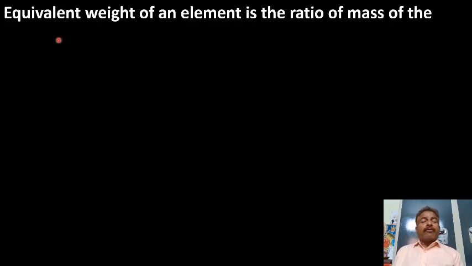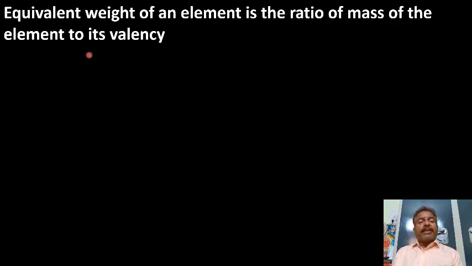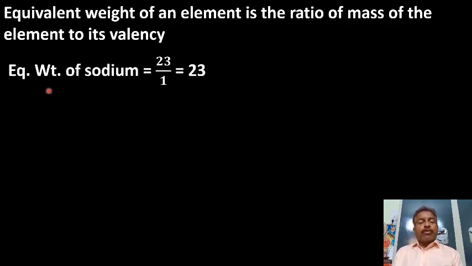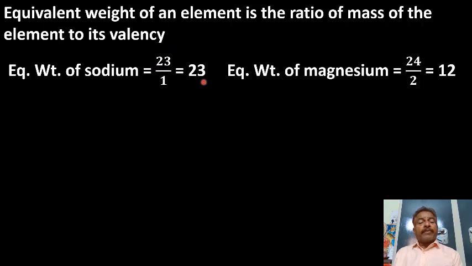Now let us find the equivalent weight of an element. This is required for understanding another method of concentration, that is normality. The equivalent weight of an element is the ratio of the mass of the element to its valency. So the equivalent weight of sodium equals the molar mass of sodium, 23, divided by its valency, 1. Therefore, 23 by 1 is 23.